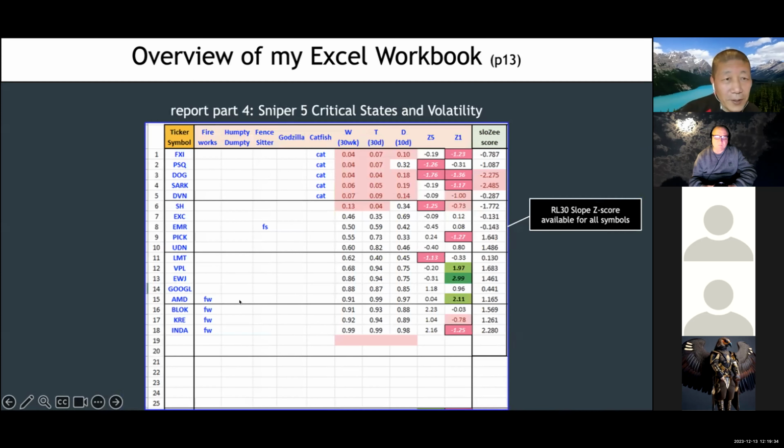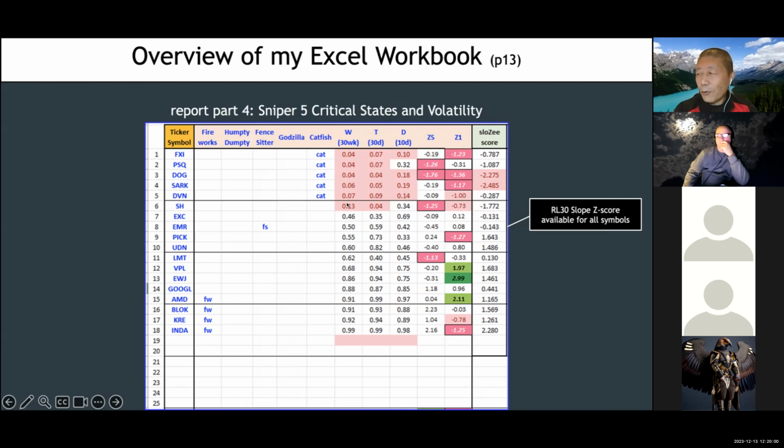This page is the 5 critical states and a Z1, Z5, sorted by the 30-week location. Also include the RL30 slope C score. Apply that to each of them, and I can see if it's really deeply oversold or overbought. Where are we on that?